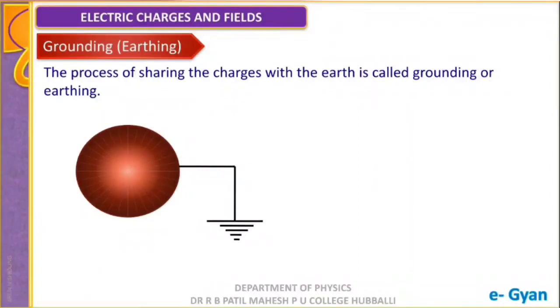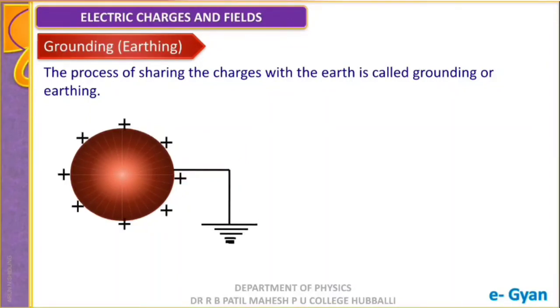Now, in the real sense, as I have already told you, positive charges do not move. Then what exactly is happening? The negative charges from the earth will flow towards the conductor and neutralize it. So you can see the negative charges have arrived there and they have neutralized it. This is the real fact.